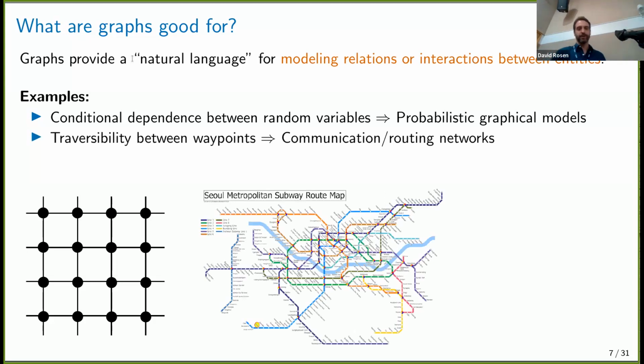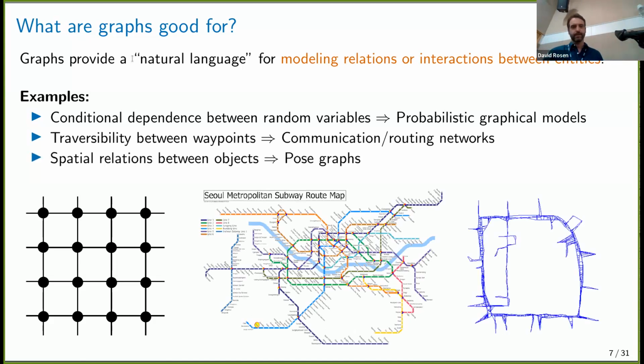Similarly, if you think of nodes in a graph as being locations or waypoints, and you have edges connecting them to represent traversability, you get communications or routing networks or power flow networks, let's say. My collaborators and I do a lot of work on geometric estimation and robotics, and if you think of these nodes as being objects or poses, and edges as encoding a kind of spatial relationship between these, you essentially get graphs called pose graphs that are used to model geometric estimation or reconstruction problems. So despite their simplicity, these models show up in a lot of different applications that we might be interested in working on.